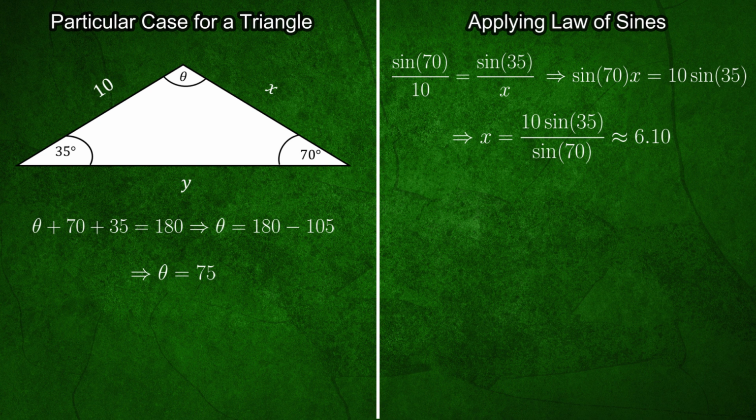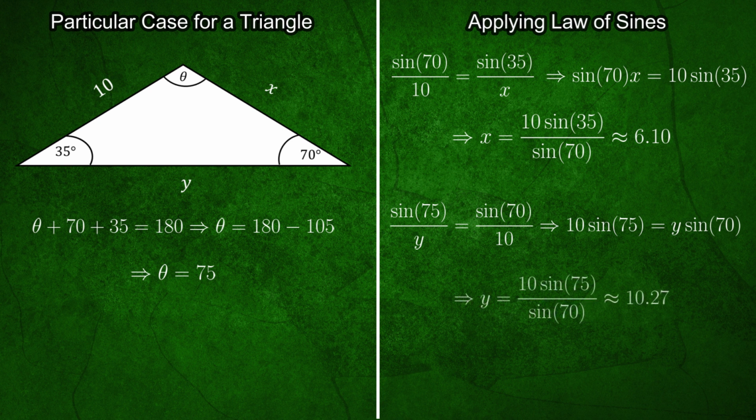Now, if we want to find the side y, we can use the fact that sine of 75 degrees divided by y is equal to sine of 70 degrees divided by 10. And once we solve for y, we get that 10 times sine of 75 degrees divided by sine of 70 degrees will be equal to y.